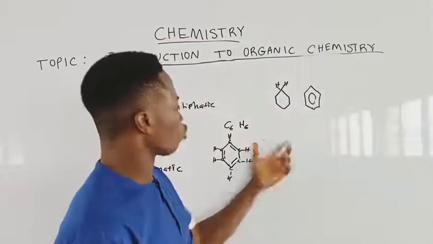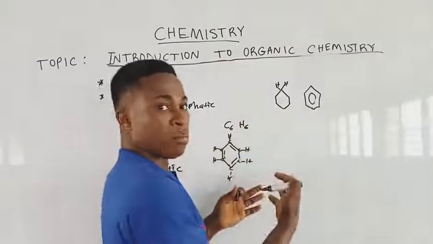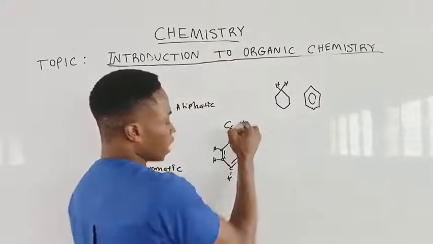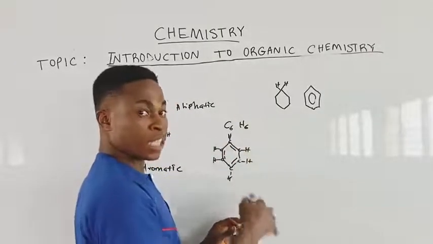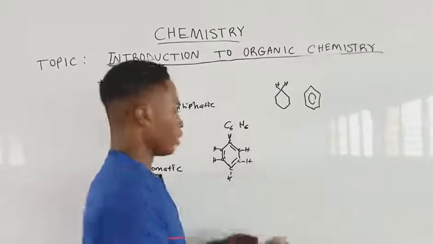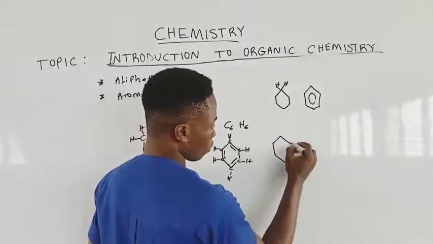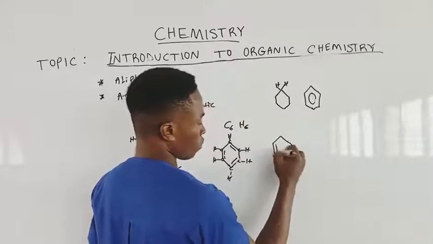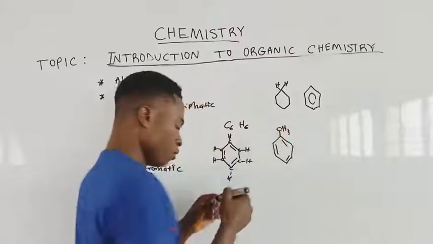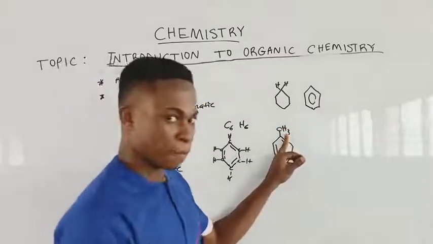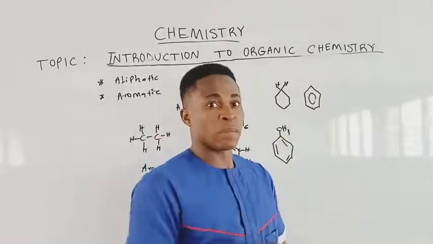Another one is toluene. Toluene now indicates the same pattern, but putting a CH3 group. That is toluene, that is methylbenzene, like this. Then you can now attach something like this, CH3. This is called methylbenzene. This is 1 methylbenzene, but we call them toluene.